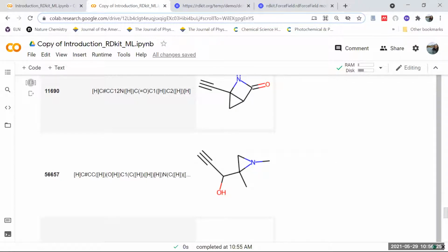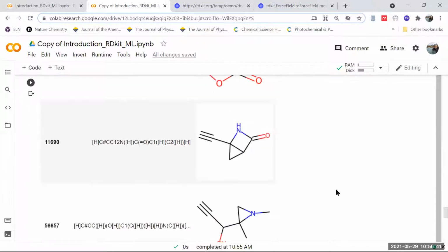Hello, Vinayak. Can we import data directly from PubChem or ZINC databases? I think there are ways to do it. I'm not sure about it right now, but I think you could do it somehow.